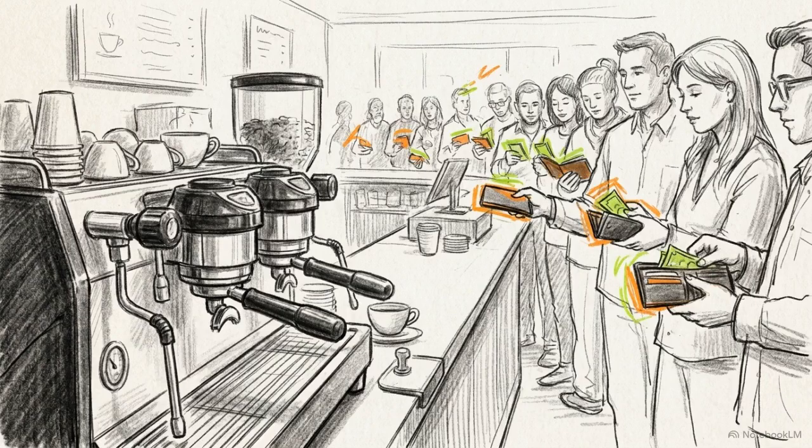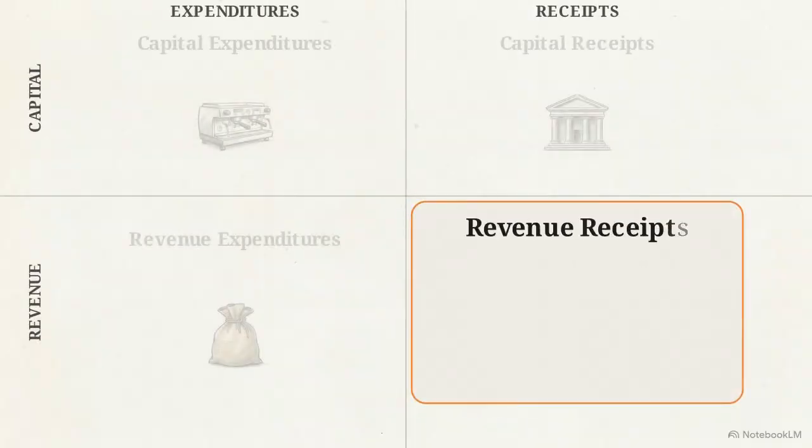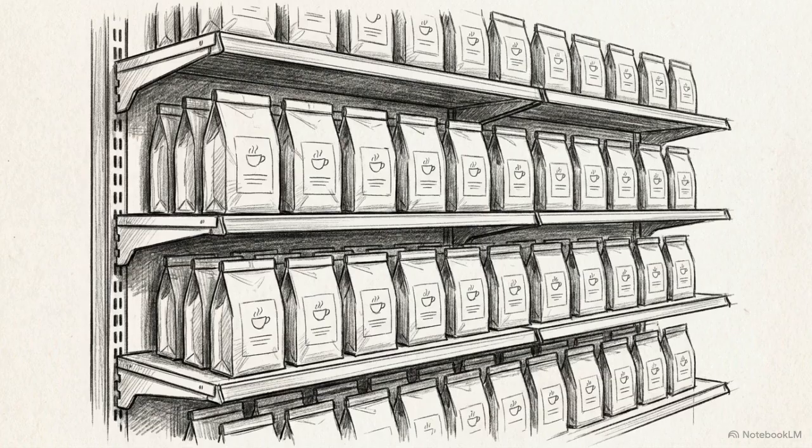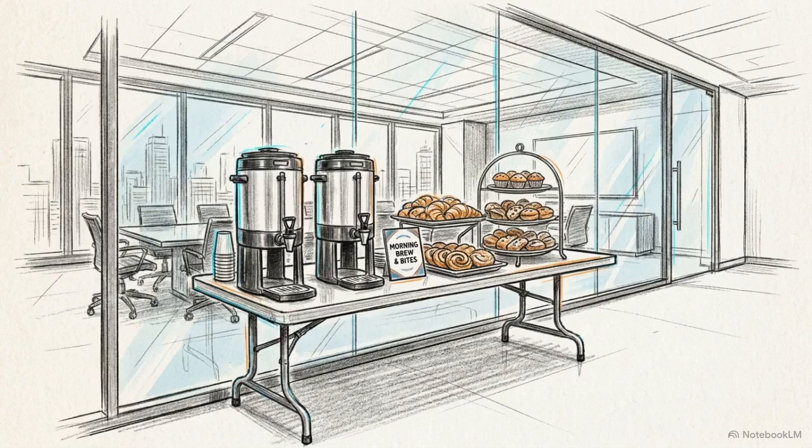The final quadrant captures the income generated through the shop's primary commercial activities. Revenue receipts represent income generated strictly from normal day-to-day trading operations. For the shop, this is the recurring daily sales of flat whites, lattes, and baked goods directly to your customers. It also captures secondary operational income, like selling bags of retail coffee beans off the shelf, or generating cash from catering a local office event.